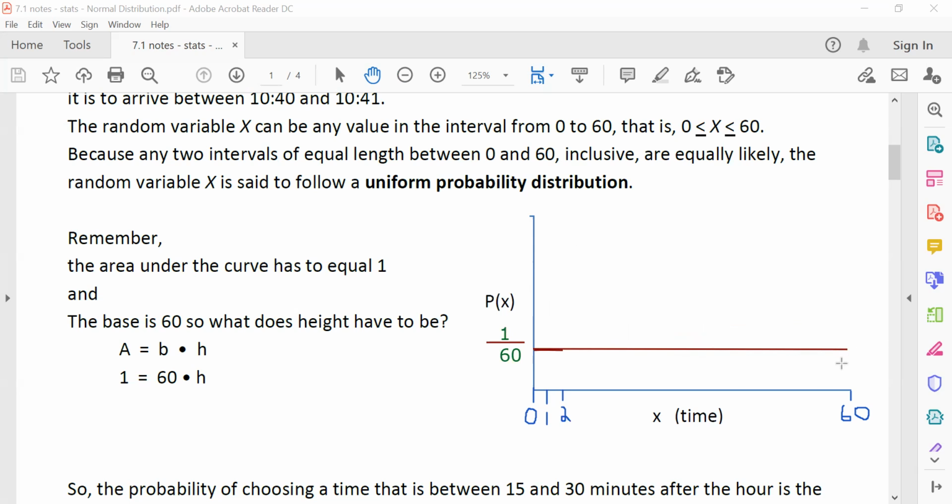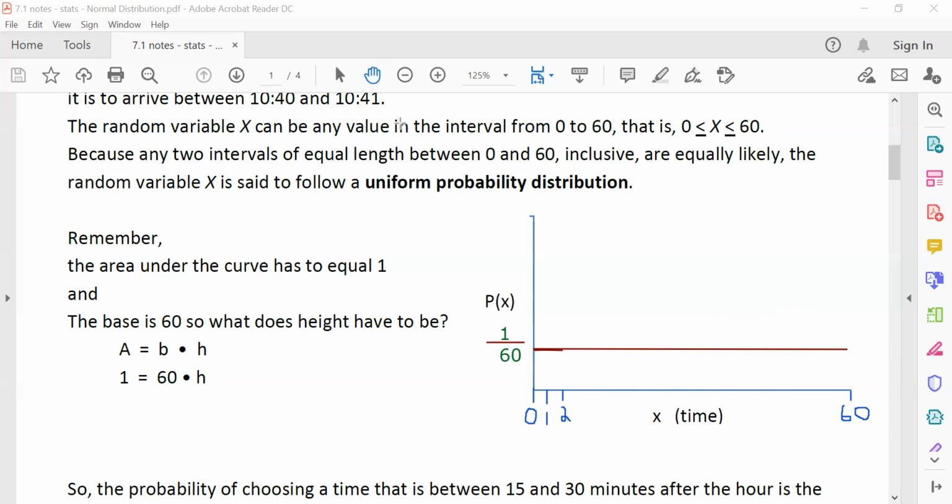It creates a flat line with a height of 1 over 60. You can count up all the time up to 60. And so what we're going to see is that this basically forms a rectangle. If you wanted to calculate the area under the curve, it would be 60, the length of the rectangle, times 1 over 60, the width of the rectangle here, which comes out to exactly 1.